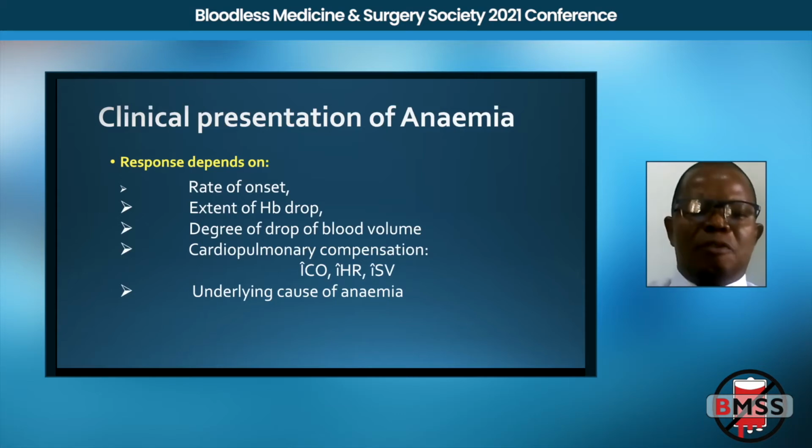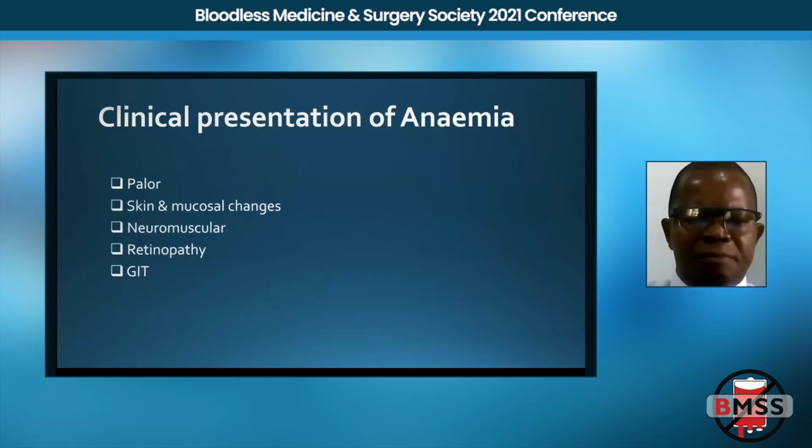In whichever happens, the cardiopulmonary compensation takes place, increasing cardiac output by increasing the heart rate and the stroke volume. And of course, the underlying cause is the best way to manage once the patient has been resuscitated and stabilized. Next slide, please. So you are going to see pallor. You're going to see skin and mucosal changes. There will be neuromuscular changes. Retinopathies will take place, and even in the GIT there will be changes.